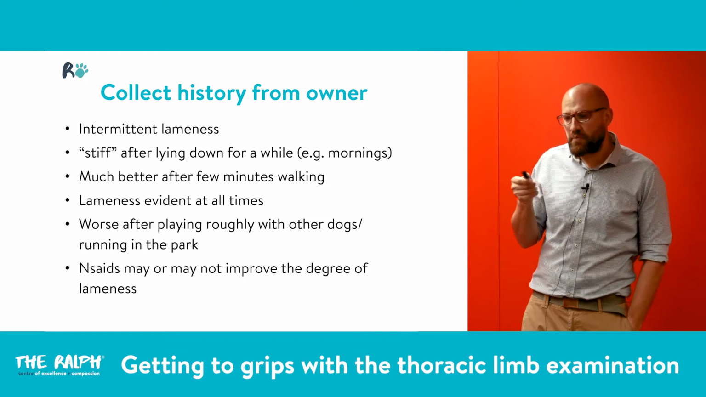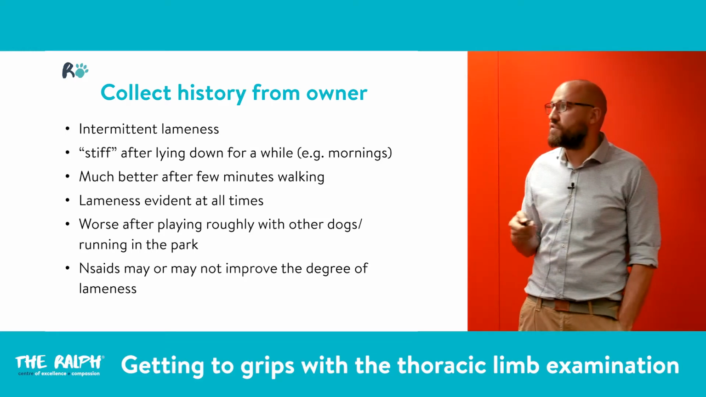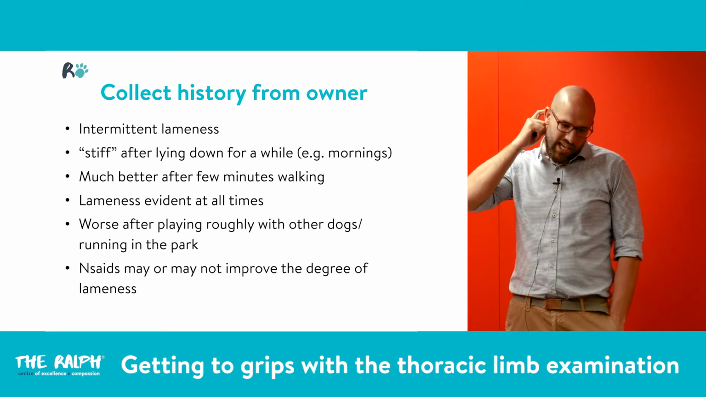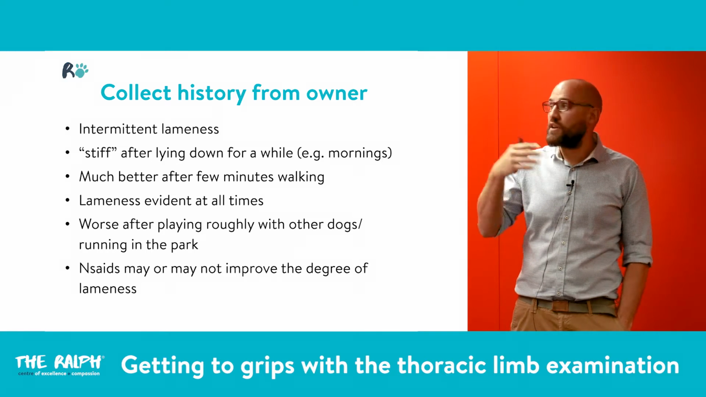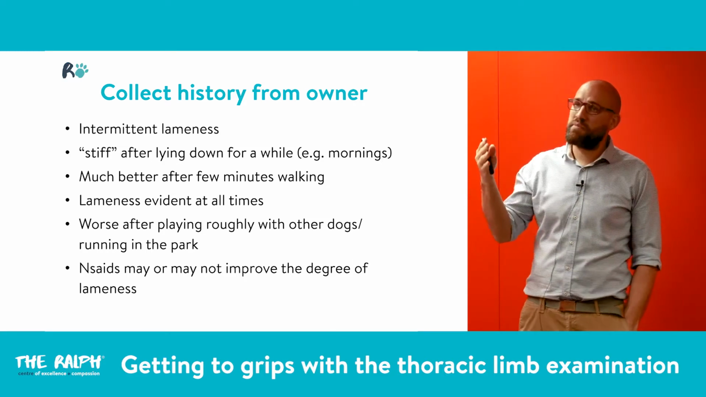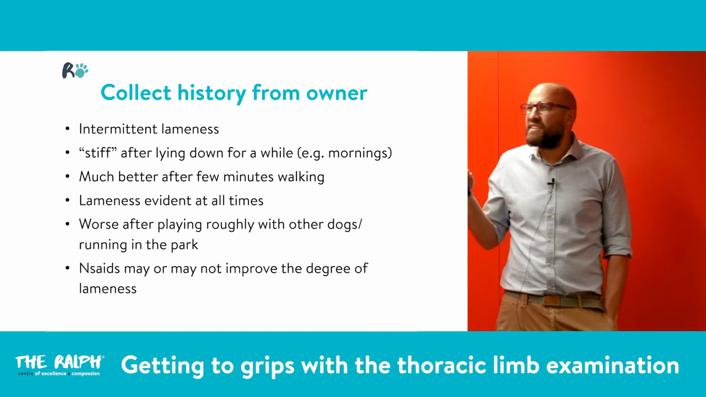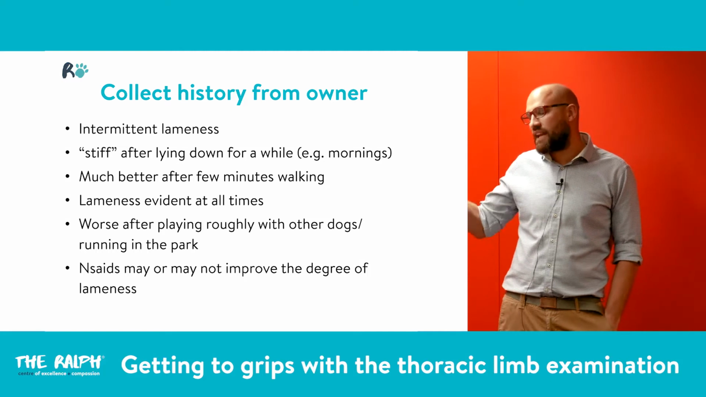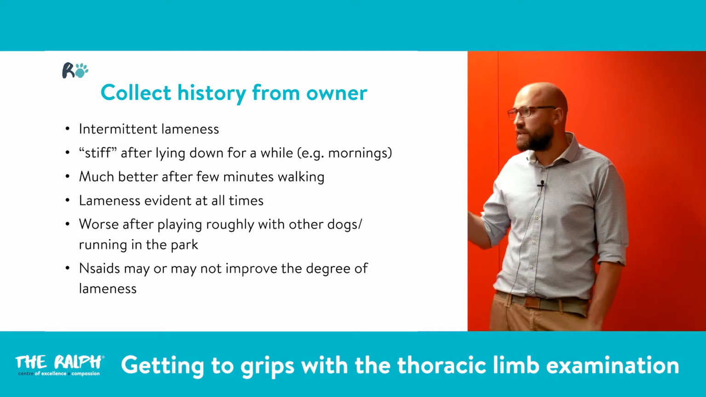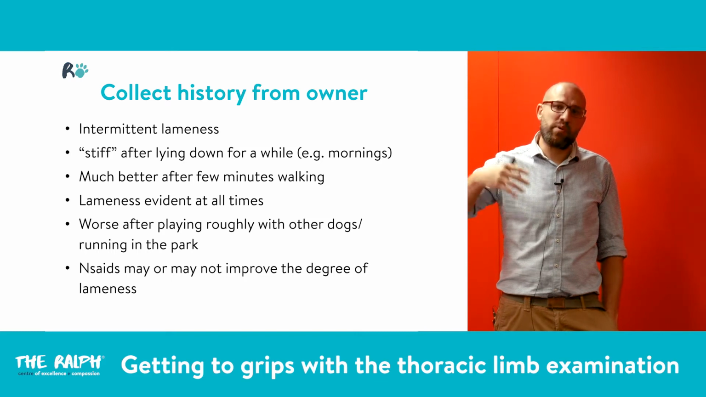So usually the first thing, and it's one of the most important things, is to collect a decent history from the owner. Especially when you're talking about diseases of joints, usually the owner describes that their dog is intermittently lame, particularly stiff in the morning after getting up from lying down for a while, and usually the lameness improves during the day.